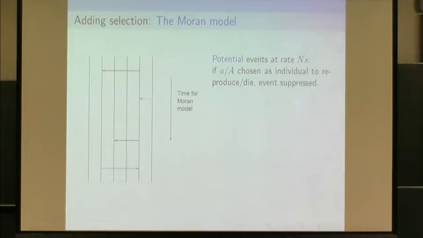But if a little a is chosen to be the individual that reproduces, and a capital A to be the individual that's going to be displaced, we suppress that event. We don't allow it to happen. And in that way, we have a small selective advantage for the capital A individuals in our population. They're always allowed to reproduce, they can displace anything, but the little a individuals are not allowed to displace capital A individuals at these potential events.